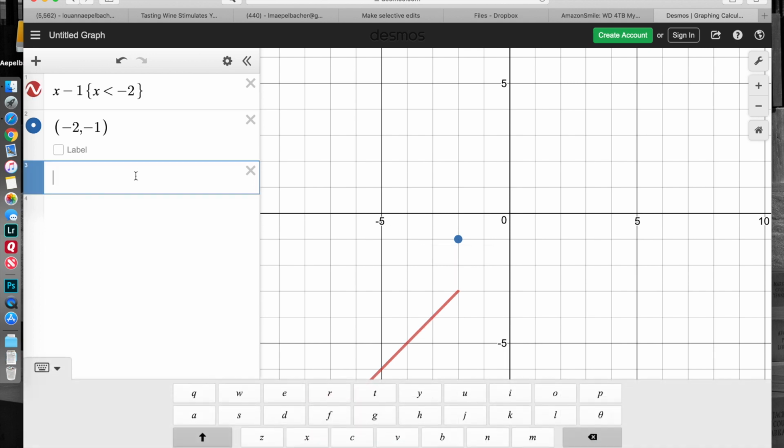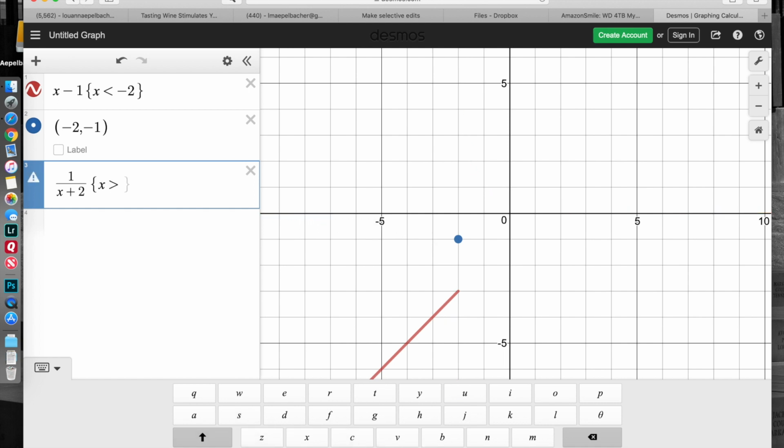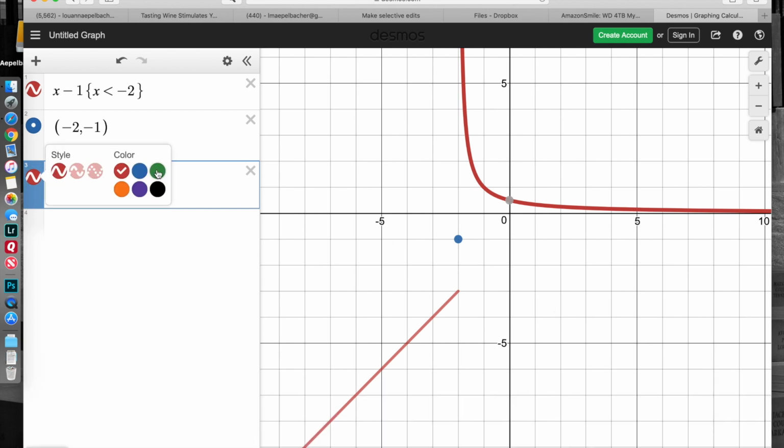And then the third piece of this graph is the rational function 1 over x plus 2, and move to the right, and then I'm going to grab my curly brackets and say that that is for when x is greater than -2. And let's make that green.